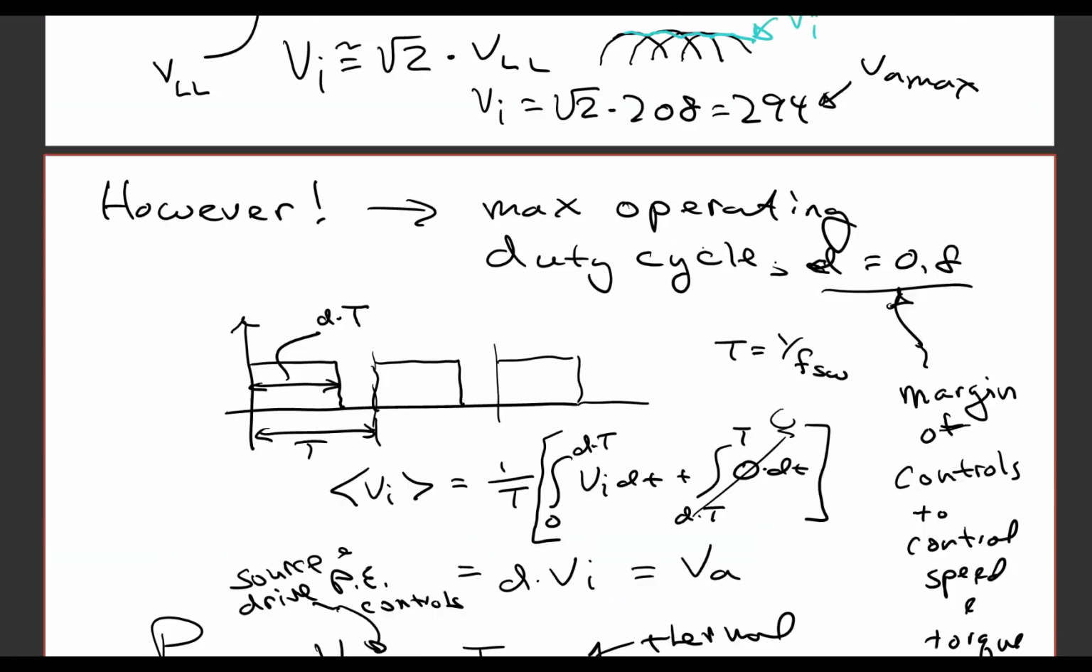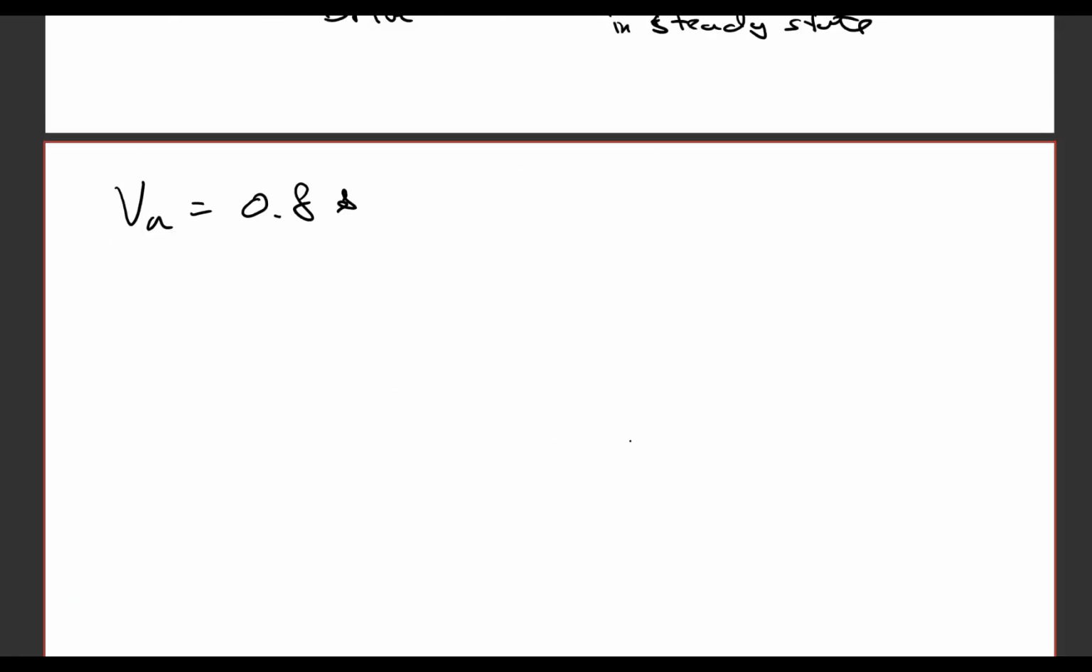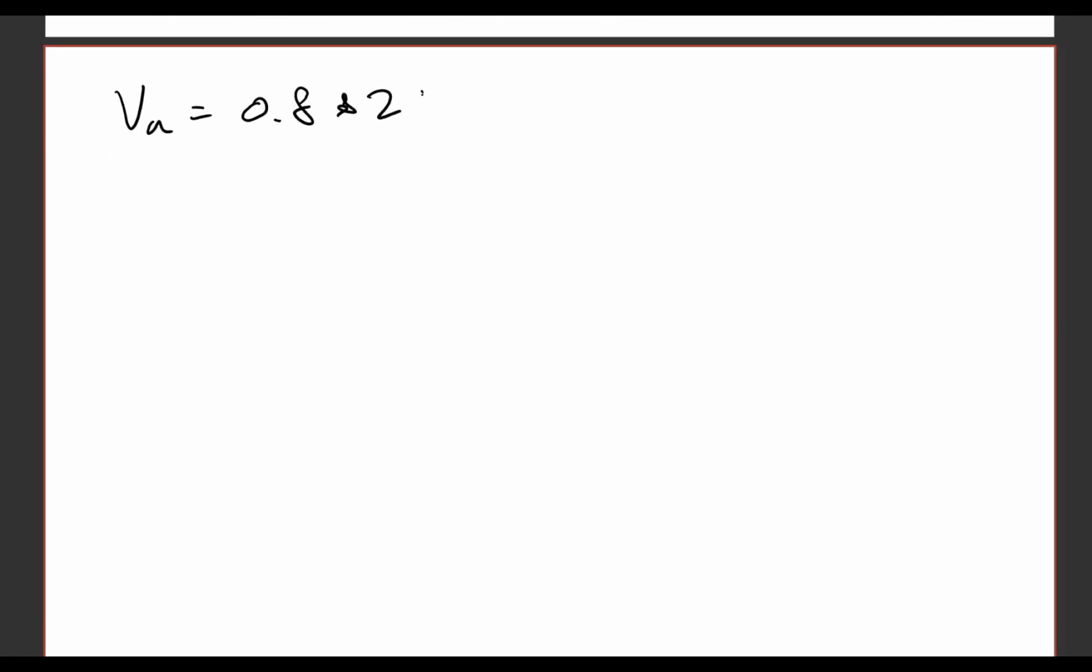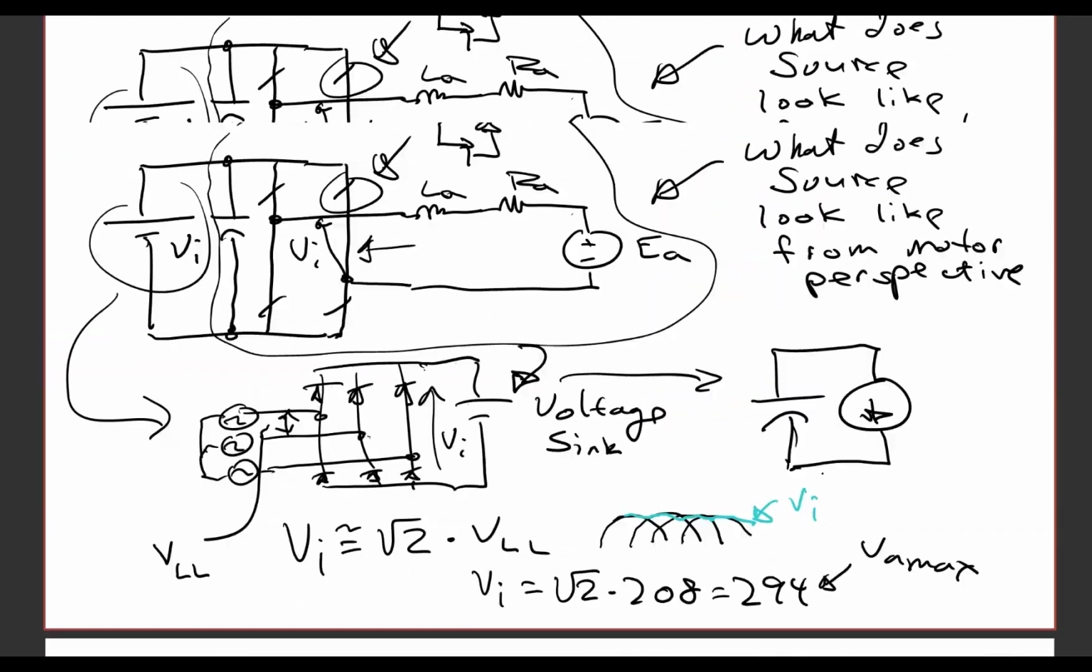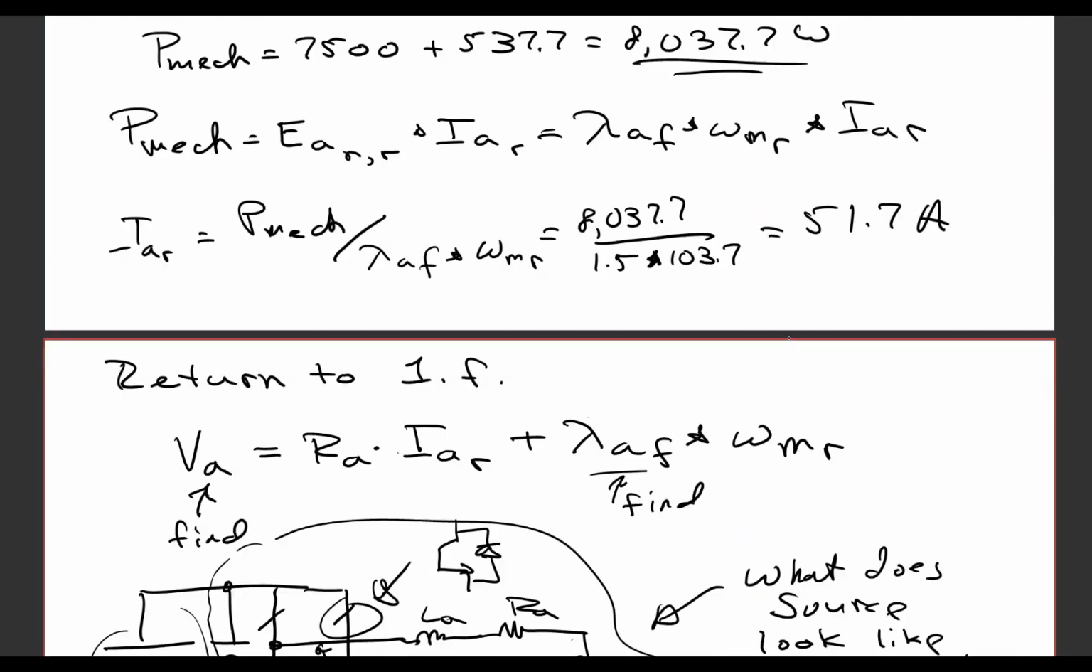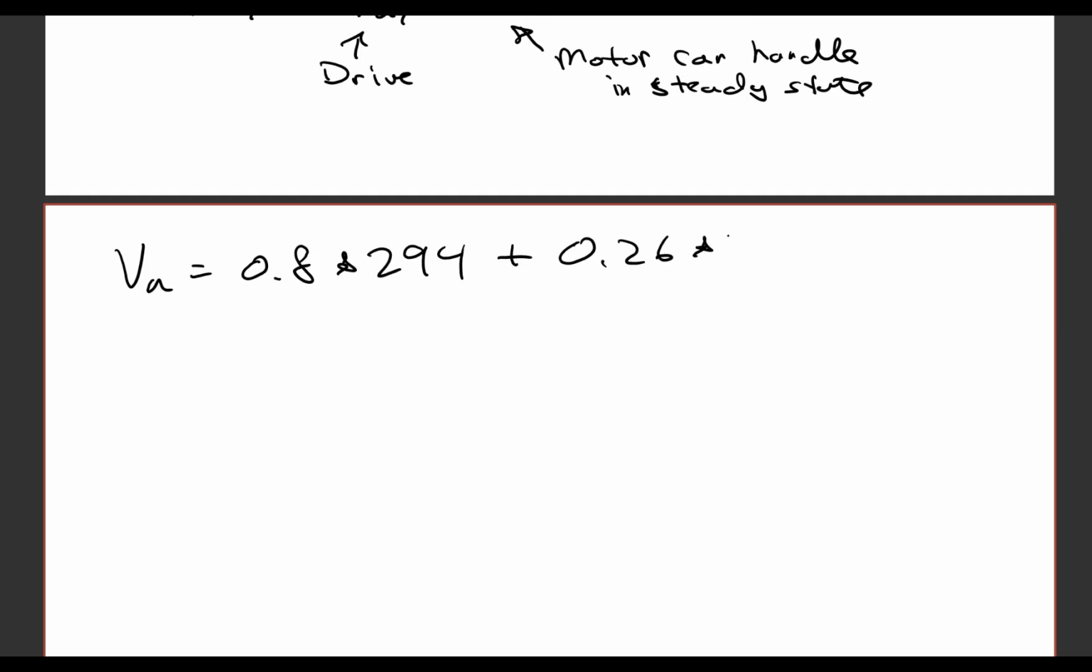Okay, so we're back to this thing. V A is equal to 0.8 times 294 volts, right? 294 plus R sub A, which I gave you to be 0.26 ohms, times the I sub A, which we calculated to be 51.7.